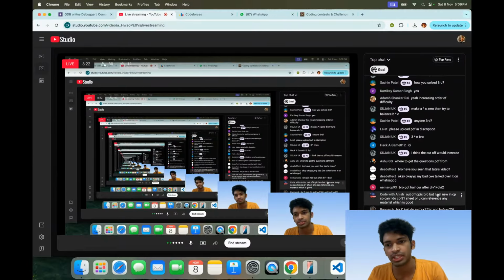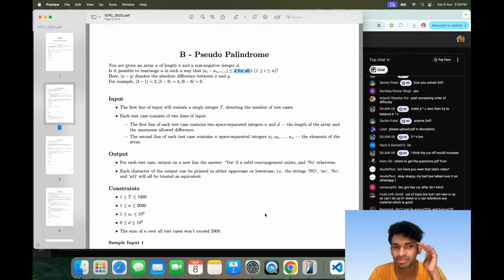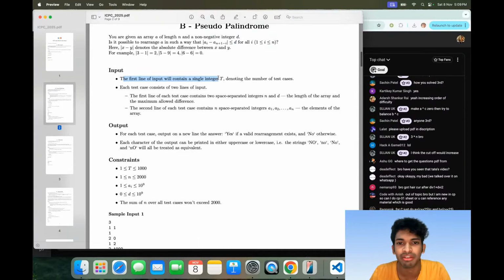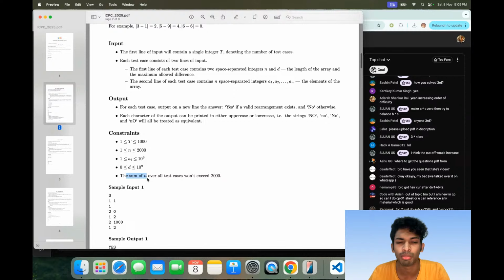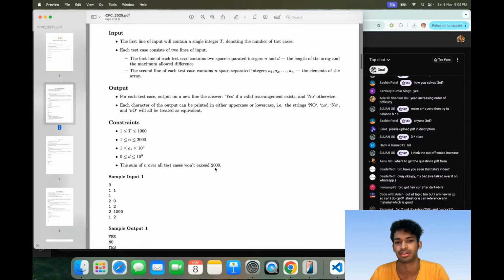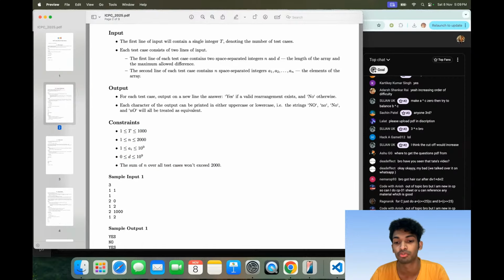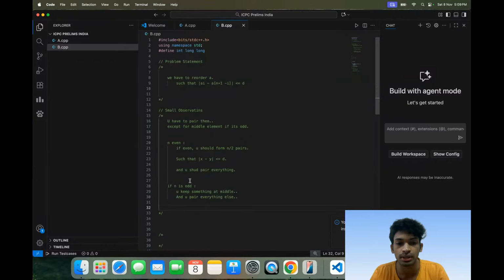Yeah, it seems clear. So ES seems a bit simpler. Let's read the problem again. We have input t test cases. Sum of n doesn't exist there, so we can do n square. If you see this, we can do n square. Maybe we can brute force. Maybe we can brute force the middle element.